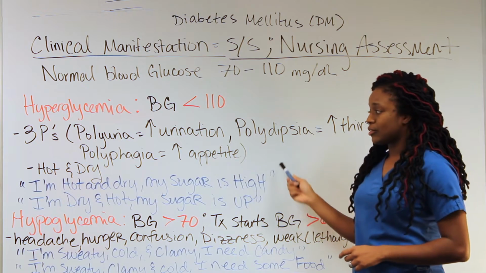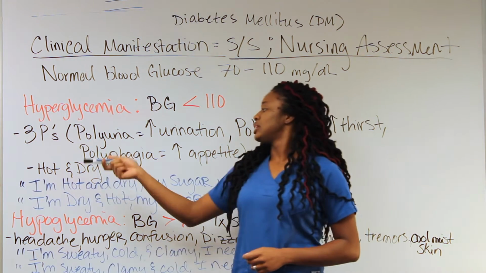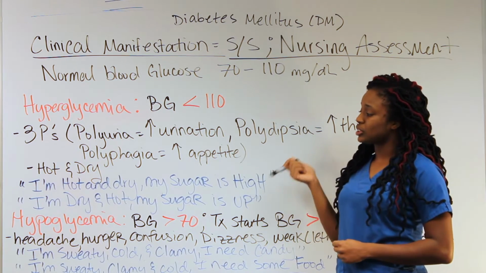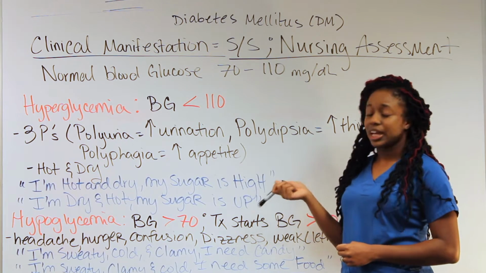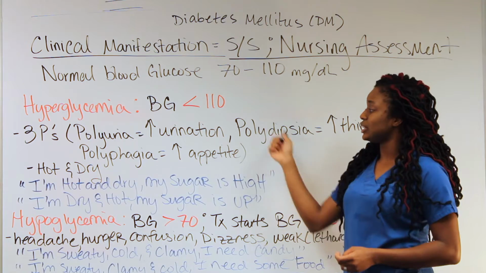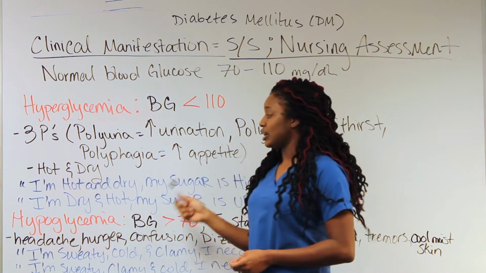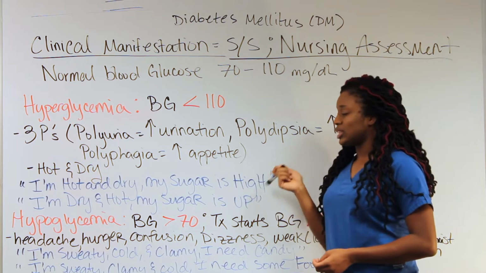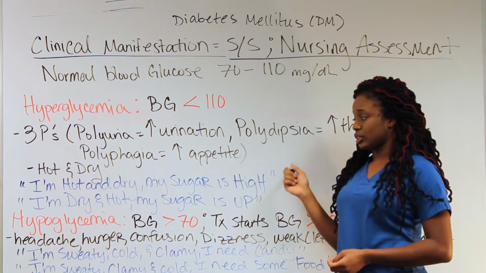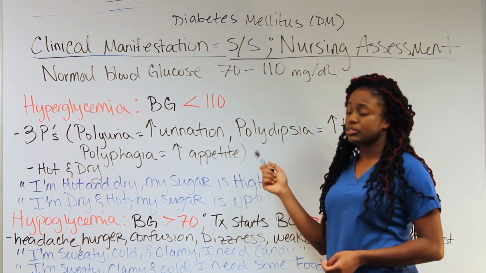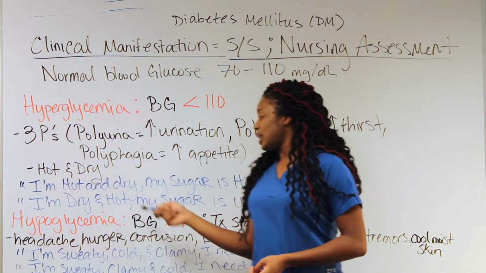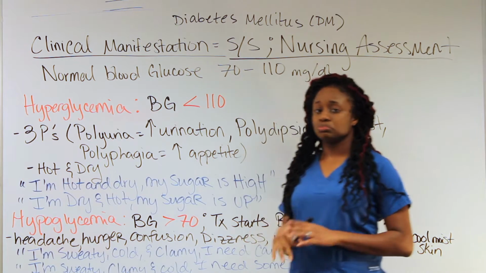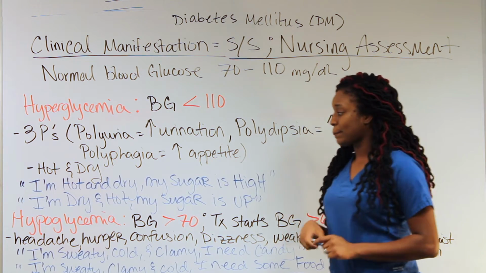So one way to remember is: I'm hot and dry, my sugar is high. If you ever have a diabetic patient who's telling you, man, I'm just so hot and dry, and they're exhibiting these signs, remember this saying: I'm hot and dry, my sugar is high. That's something my professor told us in nursing school. And if you don't like that one, you can switch it around: I'm dry and hot, my sugar is up. Whichever one works for you is completely fine, okay?